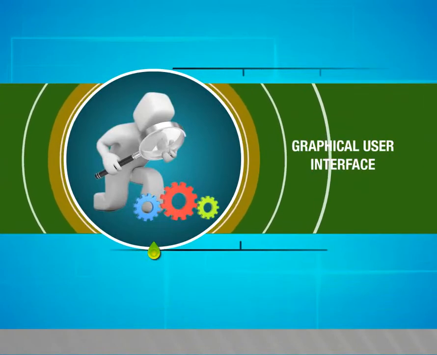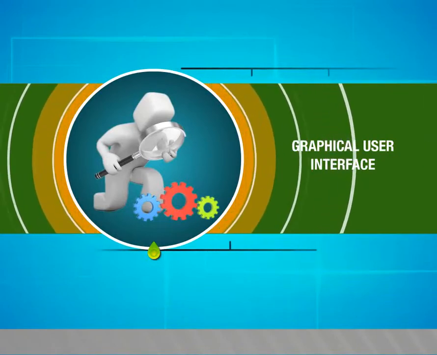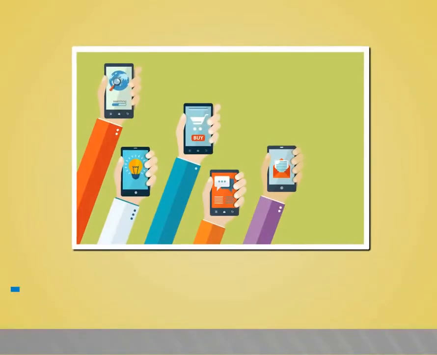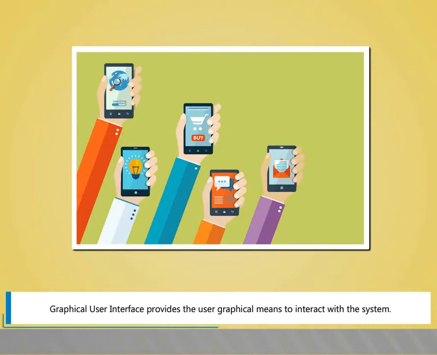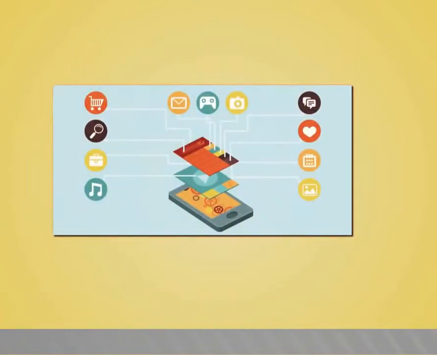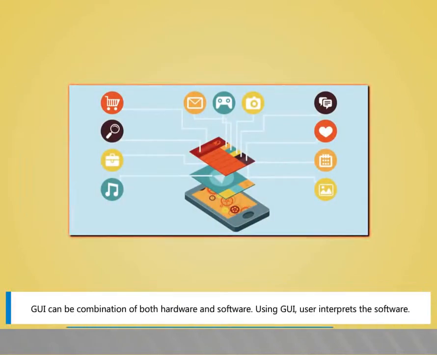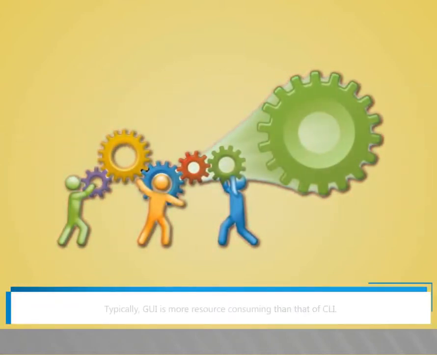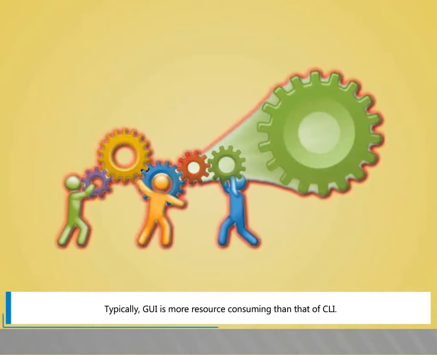Graphical user interface. In this video, we are going to see about graphical user interface. Graphical user interface provides the user graphical means to interact with the system. GUI can be a combination of both hardware and software. Using GUI, the user interprets the software. Typically, GUI is more resource-consuming than that of CLI.